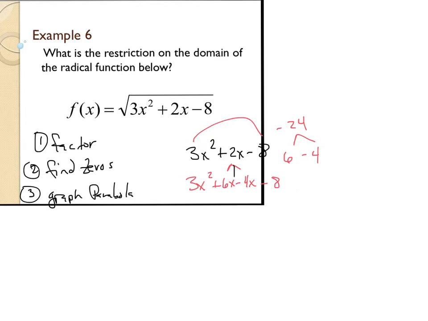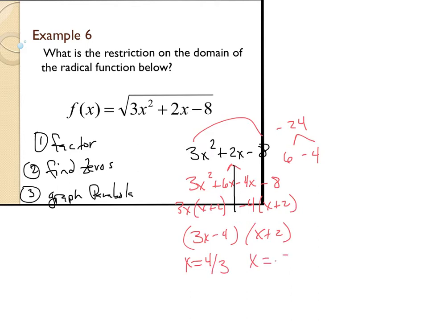I am then going to factor by grouping, so I split the middle, and I factor out a greatest common factor, which is 3x on the one side, and negative 4 on the other side. And then I get 3x minus 4, x plus 2. And so I set each one of these equal to 0, and I solve. So I have 4/3 and negative 2.